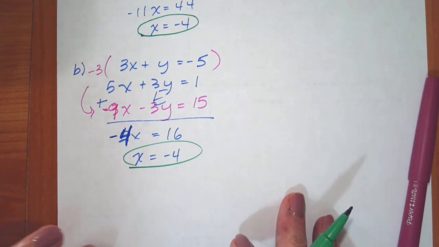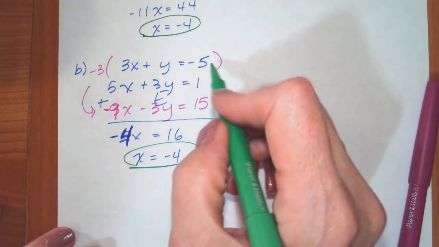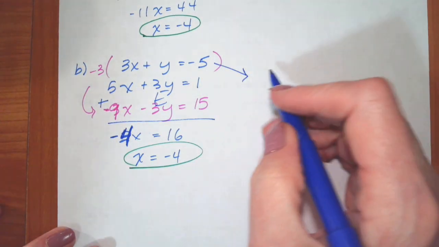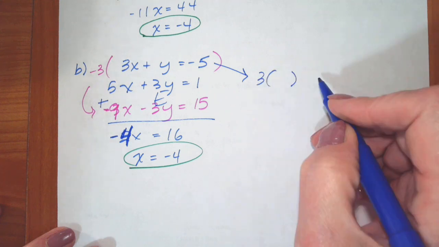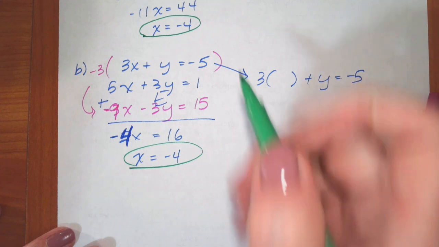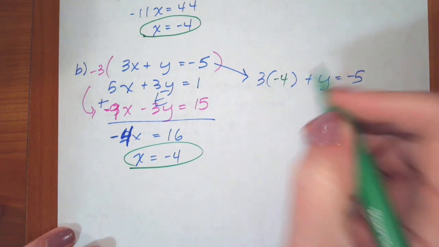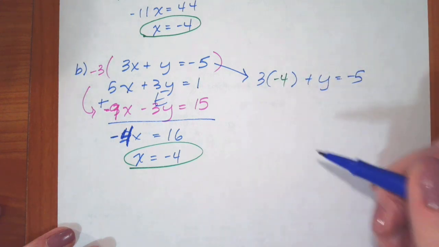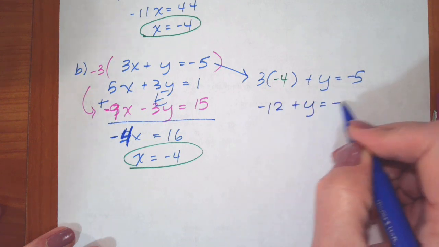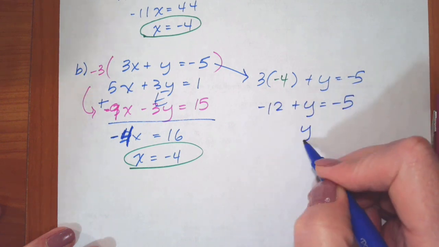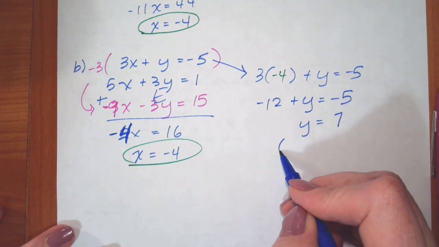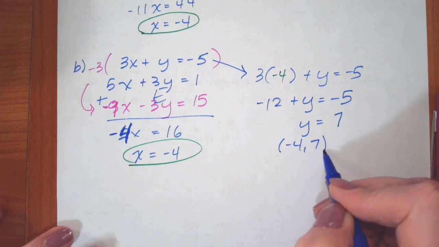All right, then I'm going to pick one of the equations. I think I'll pick the top one. And I know 3 times x plus y is equal to negative 5. Well, I know my x is negative 4. So that gives me negative 12 plus y is equal to negative 5. When I add 12 to both sides, I get y is 7. So my solution is negative 4, 7.